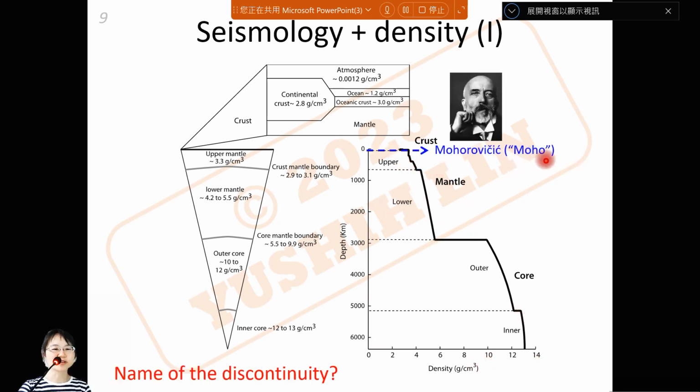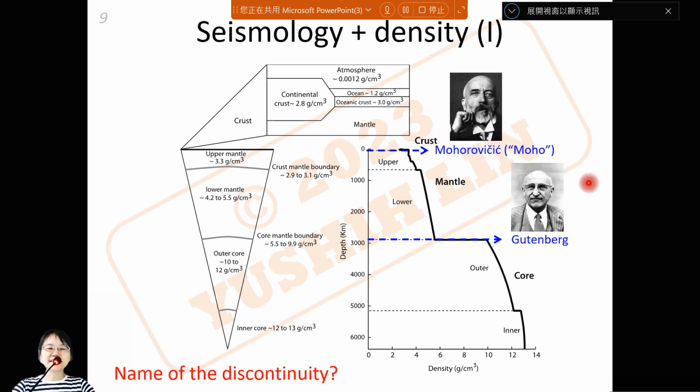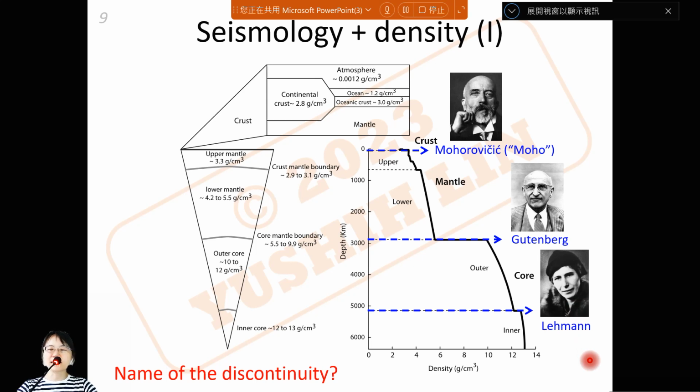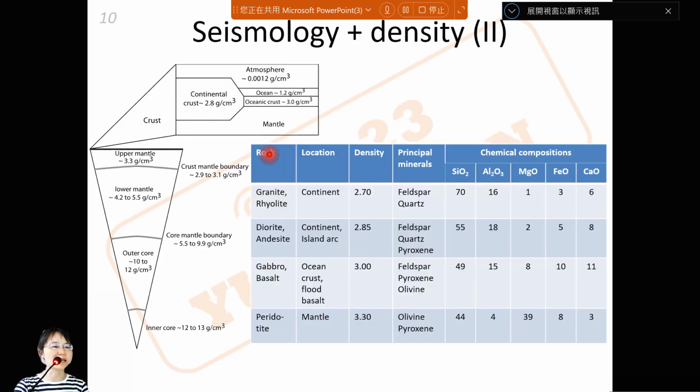We know the first one is Moho. And the Moho at the oceanic crust is about 7 kilometers. So some international drilling projects have been targeting the Moho for more than half a century, but still no success. It's difficult to drill that deep. The second is the Gutenberg discontinuity. And the last one is the Lehmann discontinuity. That's the three discontinuities. And here there are some crucial density values that you want to roughly know.